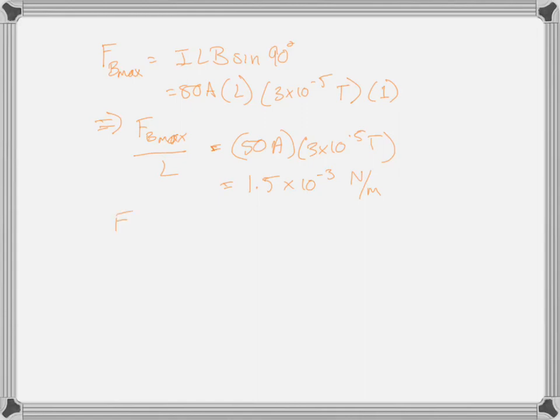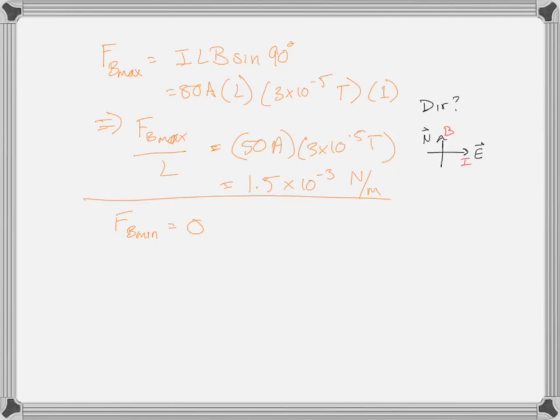What's the FB minimum? Hopefully you can see that FB minimum is 0. If we run these wires north to south instead of east to west, then they're going to have a magnitude of force of 0 because sine theta is going to be 0.